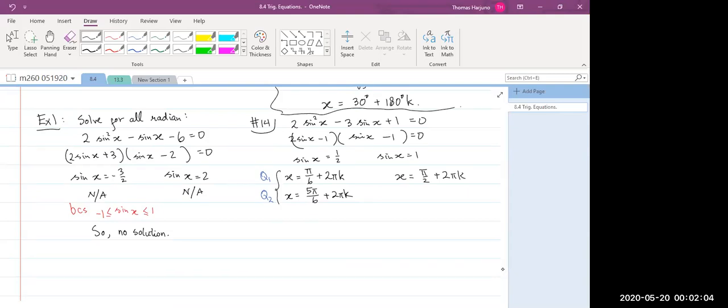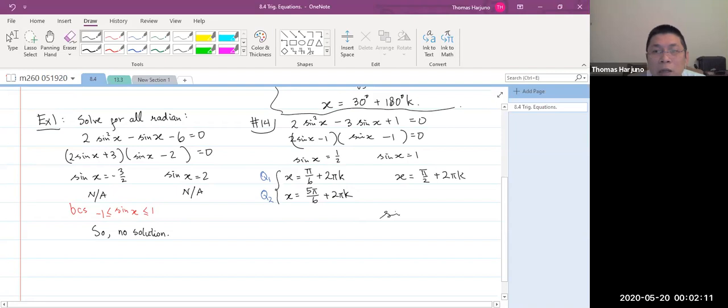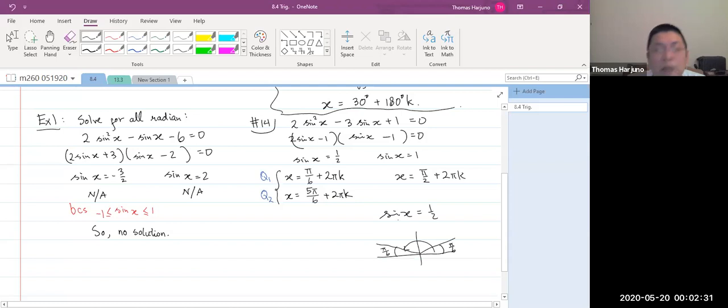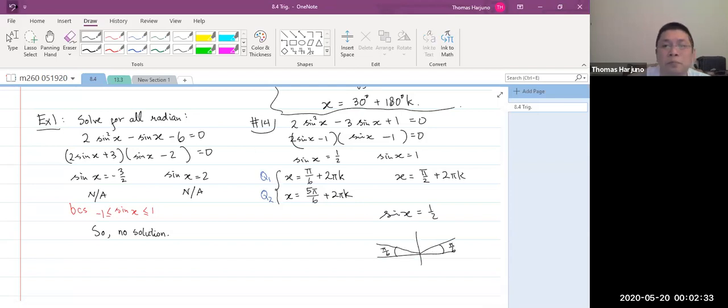Yes. I don't understand how you get 5 pi over 6. Sine x equals 1/2. Sine is positive in two quadrants, quadrant 1 and quadrant 2. In quadrant 1, that's pi over 6, right? In quadrant 2, it must have the same reference angle. Oh, okay. So then we need to give this angle instead. Okay?